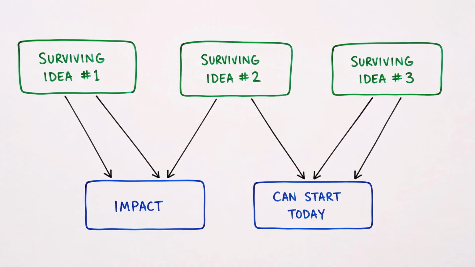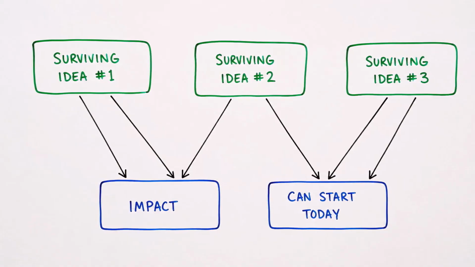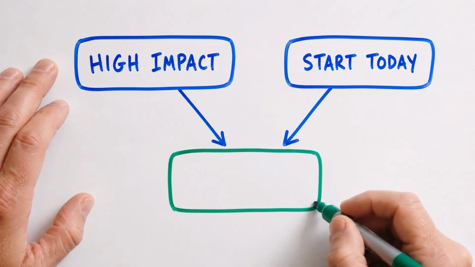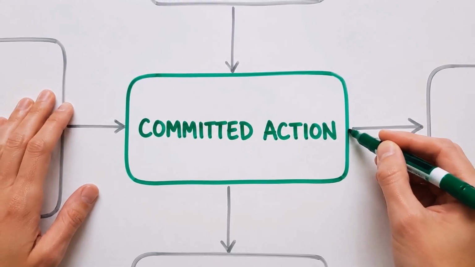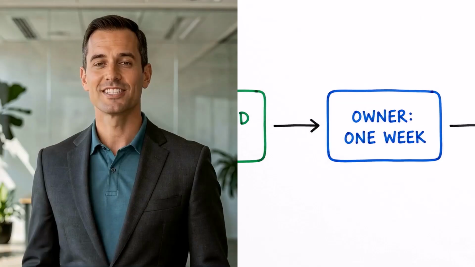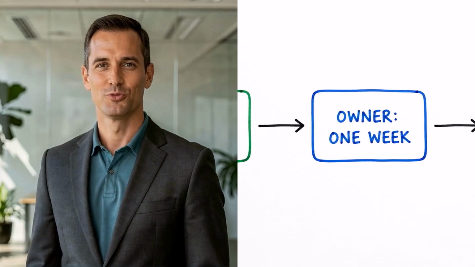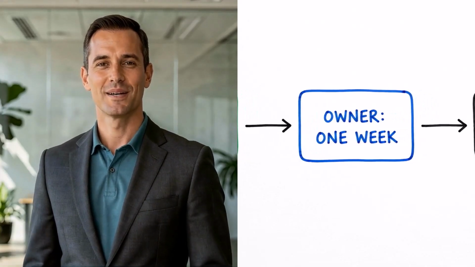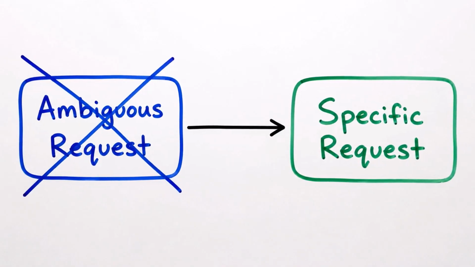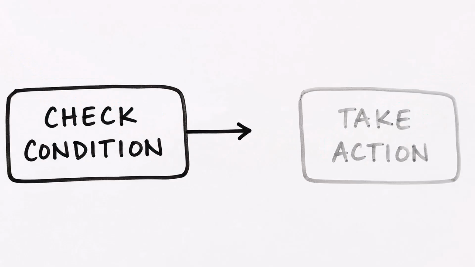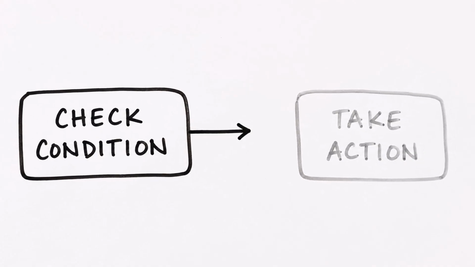After the pre-mortem, the team ranks the surviving ideas by 2 criteria. They pick the idea with the highest impact if it works, and the one that can be started today with the resources already available. That idea becomes the committed action. You then assign one owner who returns in 1 week with results, not just progress updates. One idea gets one owner and 1 week to produce results. That's the commitment mechanism, which works by removing the ambiguity that normally kills execution after a brainstorm ends.